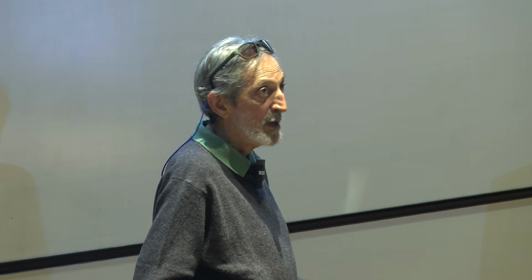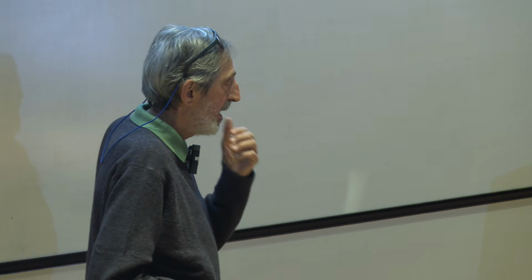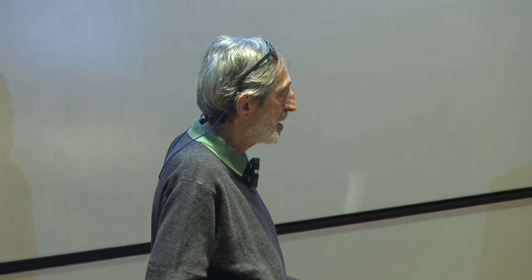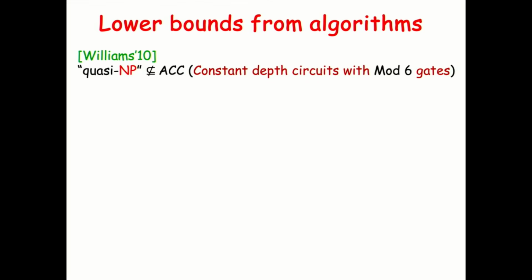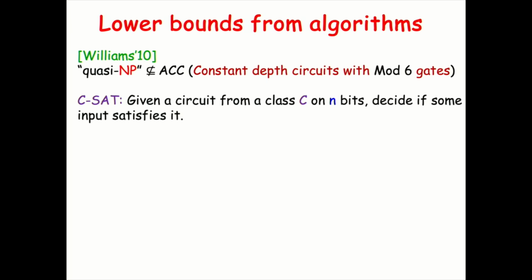So I want to end the last two slides with different attempts at proving lower bounds, where the way you prove a lower bound is to design a fast algorithm, which is maybe counterintuitive. One is due to Ryan Williams. He shows that, I told you, NP may be contained in constant depth circuits, but if you go a little bit above it, you allow time n to the log n, then it will not be in ACC. And this is really interesting how it goes.